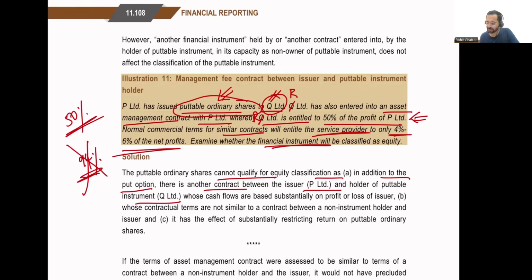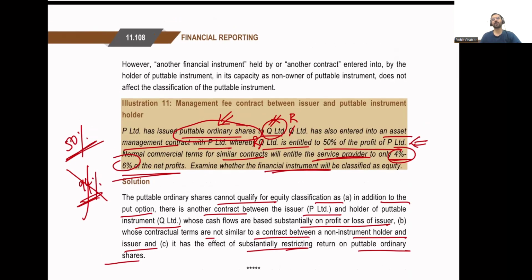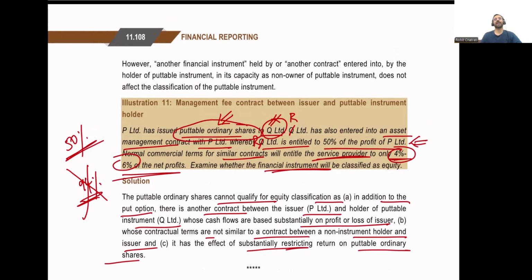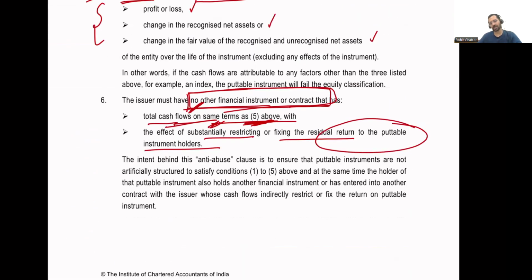So cash flows are substantially based on profit and loss of the issuer, and contractual terms are not similar to a contract between a non-instrument holder and issuer. The market rate is only 4 to 6 percent, whereas I'm giving 50 percent over here, and it has substantially the effect of restricting the return on the ordinary shares. Therefore the puttable ordinary shares will be classified as financial liability, and it won't be classified as equity. So that is with regards to illustration number 11, which talks more about condition number 6.